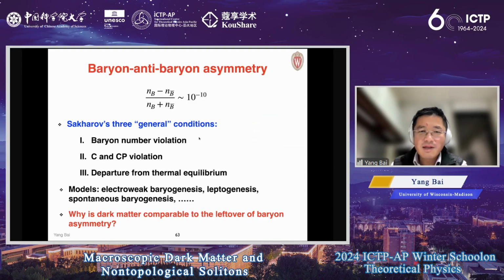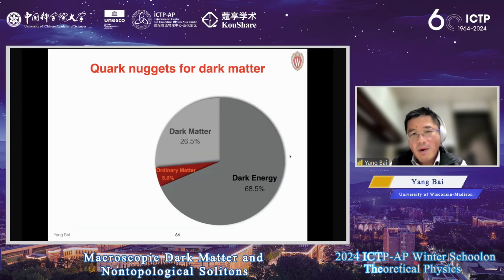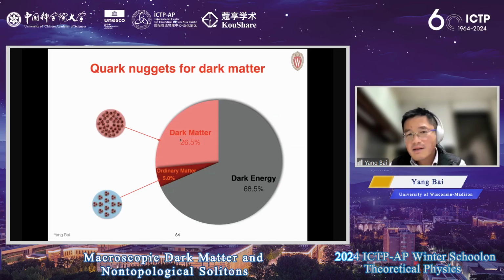Now if you take this into consideration and think about dark matter, you realize it's more peculiar: why is dark matter comparable to the leftover baryon asymmetry? I can go on, and there's lots of speculation. But one possibility is quark nuggets as dark matter. Basically, you can think about the energy pie: dark matter is dark but made of quark nuggets, and ordinary matter is made of ordinary nucleons, for example. Here I'm ignoring a lot of the cosmological story, such as how to make this happen. But at least this could be a motivation to think about explaining dark matter using possible existing states in our own QCD. That's a reasonable motivation in my opinion.